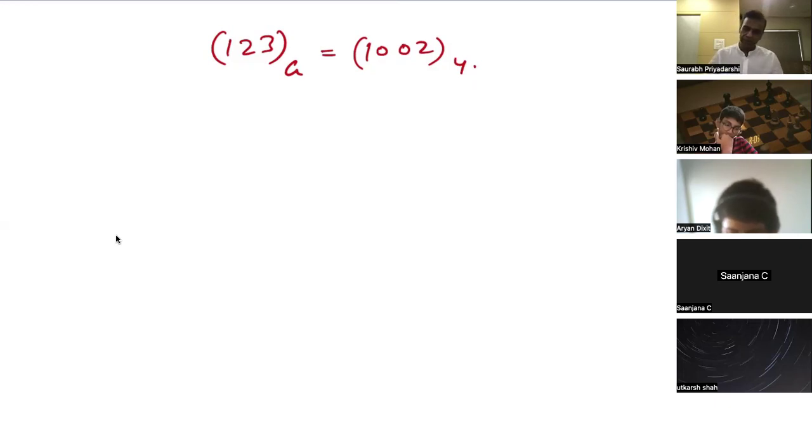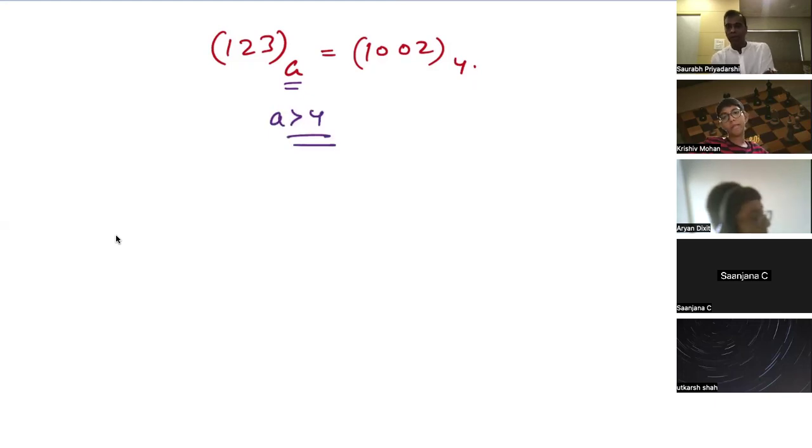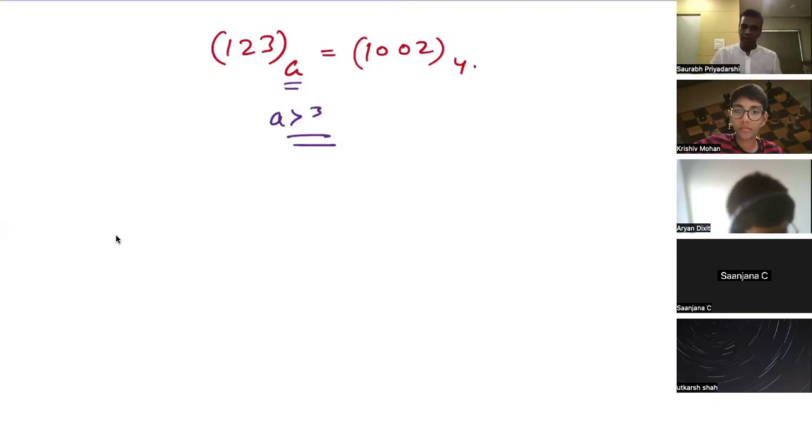May I? Yes, sir. 1, 2, 3, right? So 100% A must be greater than 3. Is this okay? 100% A must be greater than 3. नहीं तो 3 तो मैं नंबर ही नहीं लिख पाऊंगा, right? So obviously A must be greater than 3. तो हमारे पास A को greater than equal to 4 होना चाहिए, या जो भी हमारे पास numbers आ रहे हैं उसके लिए, right? So the best thing, we can convert this into the base of 10, right?